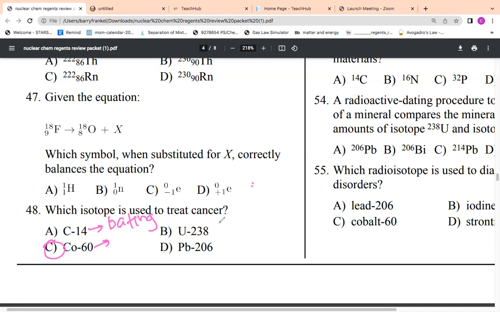U-238 and lead-206, we use both of these. We use the ratio between these to date geological objects, things like rocks. Uranium has a really, really long half-life, so this is good to date something like that. So our answer would be choice C for this one.